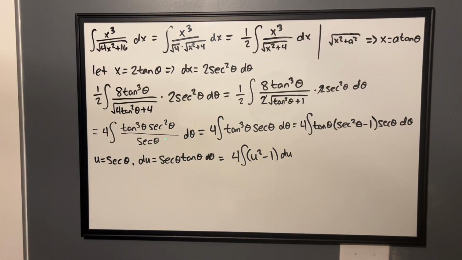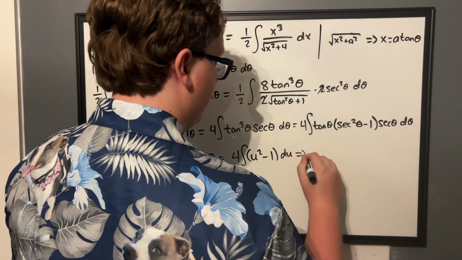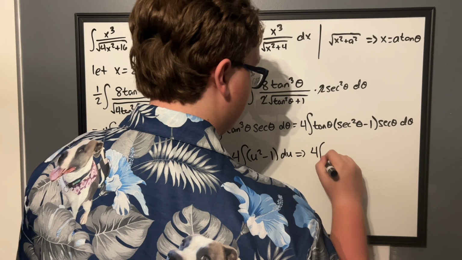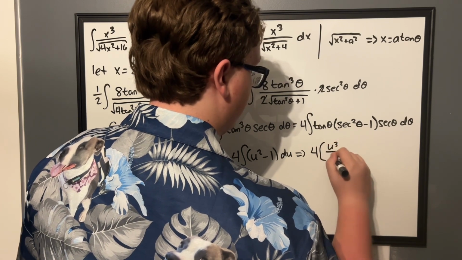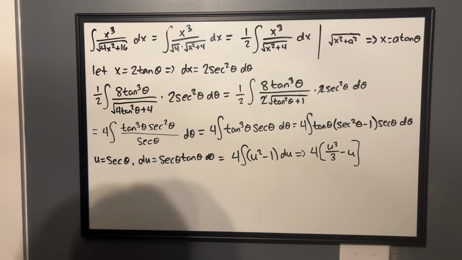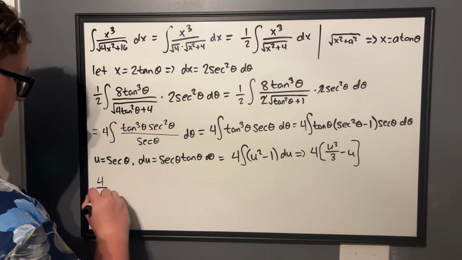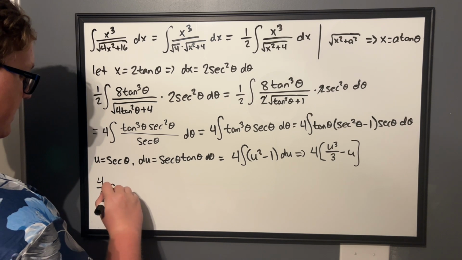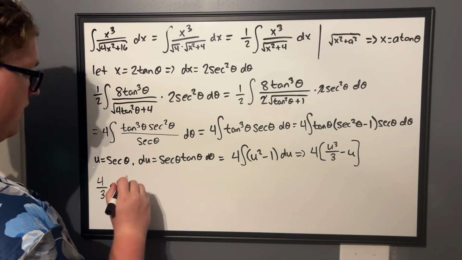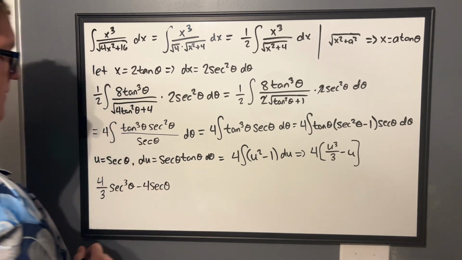So we were able to break that tangent up, and now we can get this into a u-sub, and now this is a much easier integral. So of course, this is going to give us 4 times u cubed over 3 minus u. And remember that u was equal to secant theta. So we have 4 thirds secant cubed theta minus 4 secant theta.